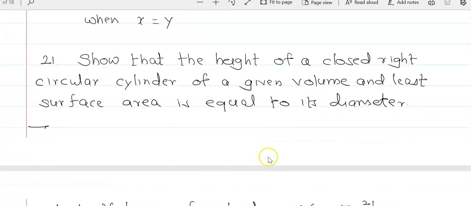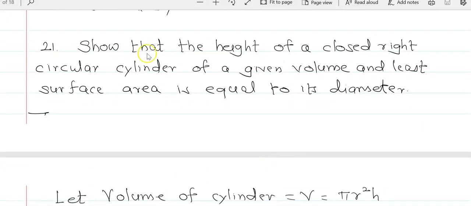Now the next is problem number 21. Show that the height of a closed right circular cylinder of a given volume and the least surface area is equal to its diameter. Then see this problem. Show that the height of a closed right circular cylinder of a given volume and the least surface area is equal to its diameter.